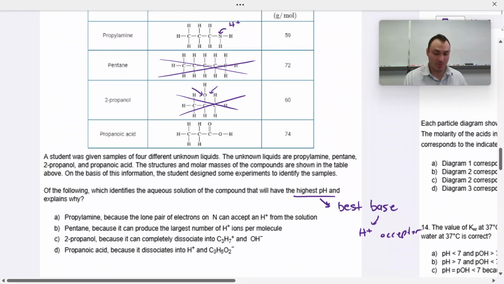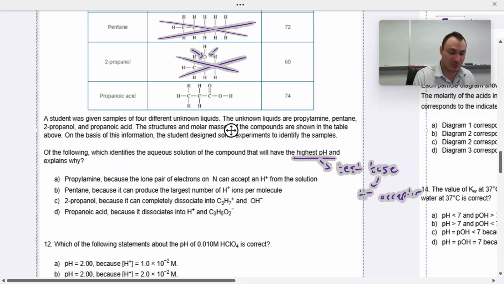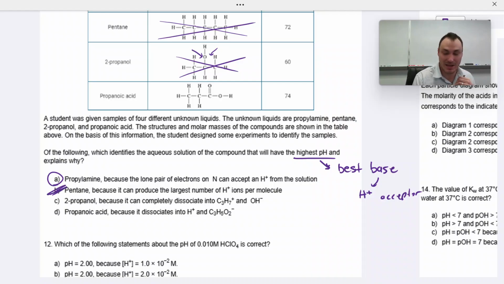So A says propylamine because the lone pair of electrons on N can accept H plus from the solution, and that's the correct answer. If we look at the rest of these answers, they're also going to say stuff that is contradictory, so we can do some process of elimination. B says pentane because it produces the largest number of H plus ions. That is not what makes something have a high pH. That's what makes something have a low pH. That's an acidic thing.